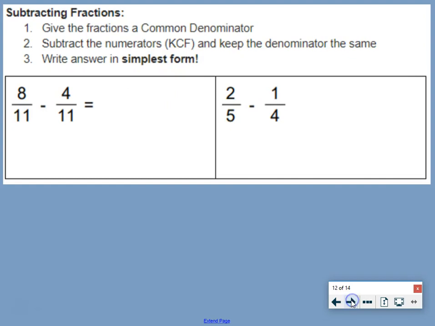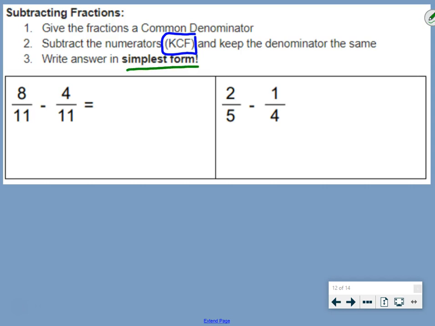So that's adding. Subtracting is basically the same thing. You need the common denominator, except you subtract the numerators instead of add them. Now remember, you might need to use keep, change, flip if it's not normal subtraction. Okay? And we also do need to have those answers in simplest form.